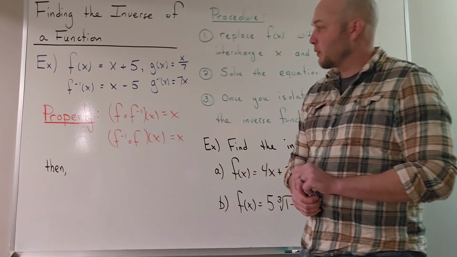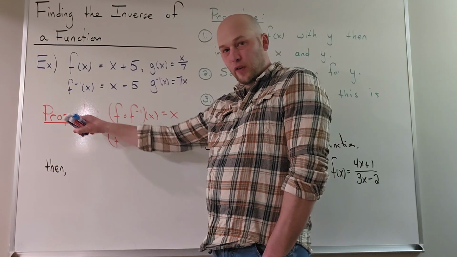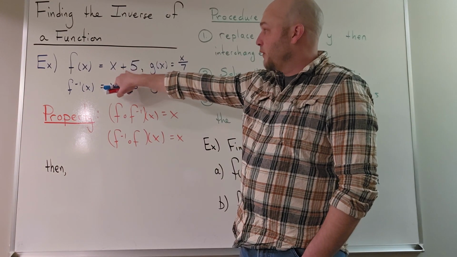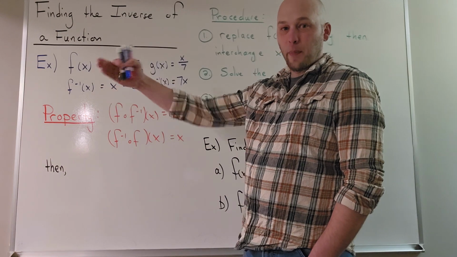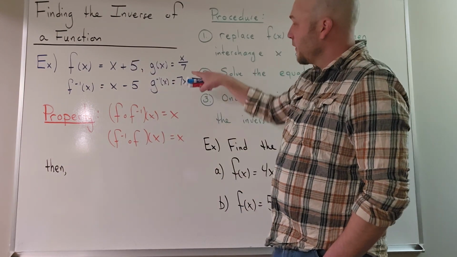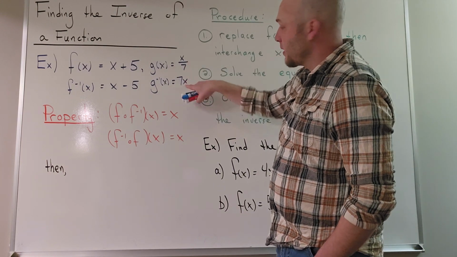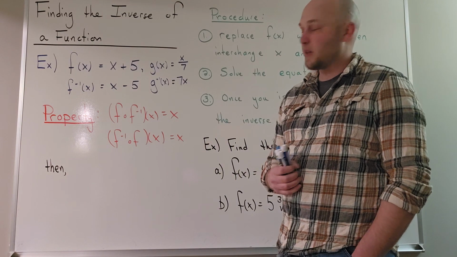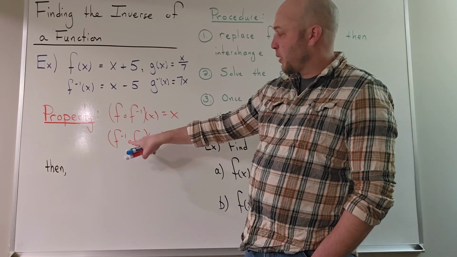Okay, so an important property of inverse functions: let's look at this one right here. When I add 5 and then I subtract 5, I do those operations consecutively. The plus 5 and the minus 5 cancel. If I do the operation of dividing by 7 and multiplying by 7 consecutively, then those two operations would cancel. So that's what's listed with this property right here.